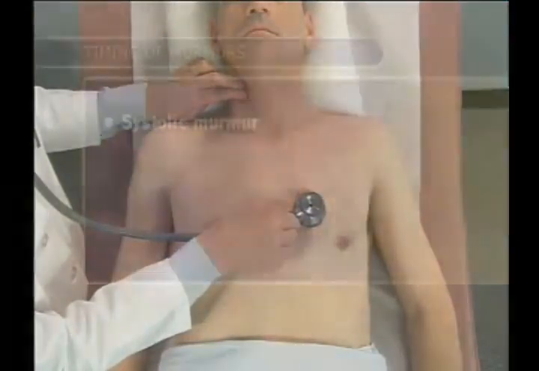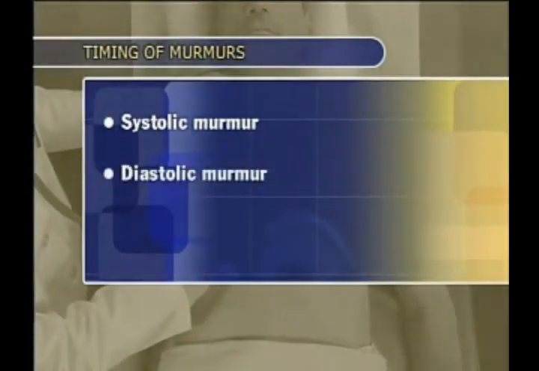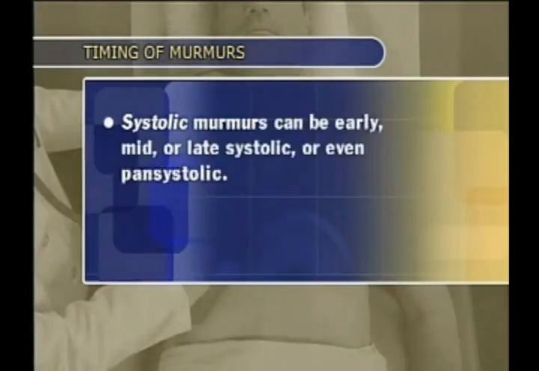First, decide if you are hearing a systolic murmur, falling between S1 and S2, and coinciding with the carotid upstroke, or a diastolic murmur, falling between S2 and S1. Murmurs are classified according to where they fall in systole and diastole. Systolic murmurs can be early, mid, or late systolic, or even pansystolic.